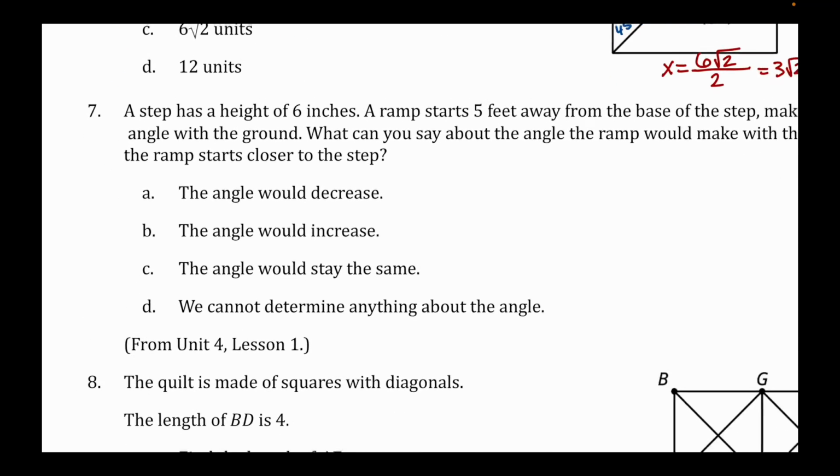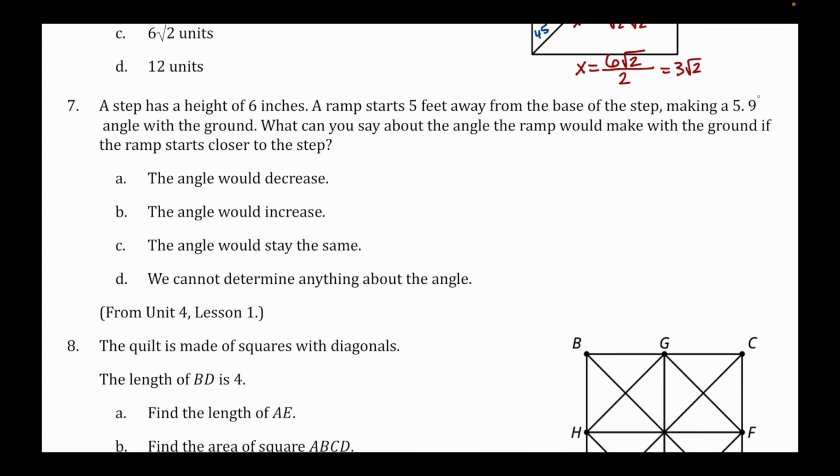That then brings us to question 7, which is a step that has a height of 6 inches, and it has a ramp starting 5 feet away, making a 5.9 degree angle with the ground. What can you say about the angle of the ramp if the ramp starts closer to the step? So if I have the same height of something here, and I have something further away, or I have something closer, the one that's further away will have a smaller angle, and the one that's closer will have a larger angle.